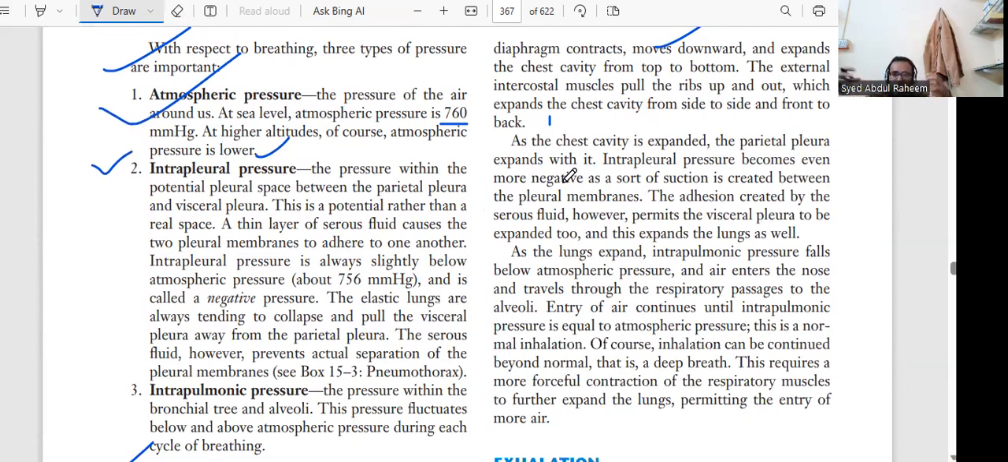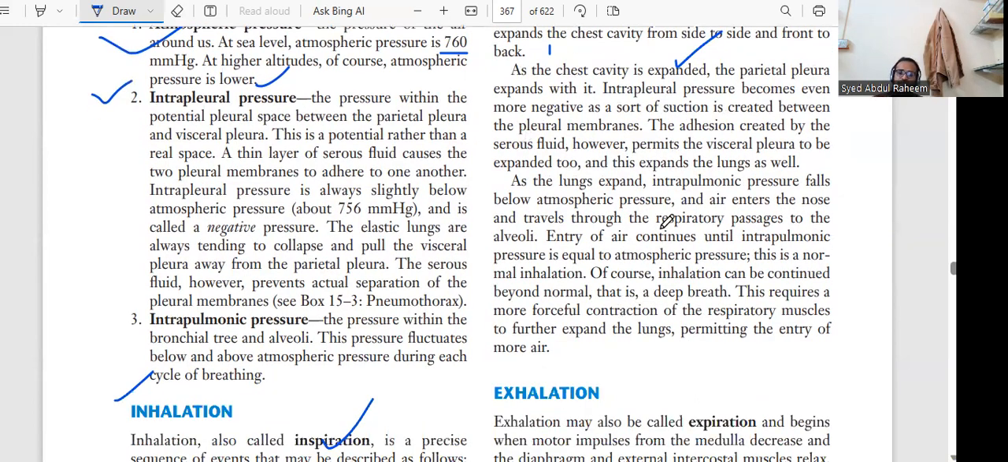So the lungs expand. As the chest cavity expands, the parietal pleura expands with it. Intrapleural pressure becomes even more negative as a sort of suction is created between the pleural membranes. The adhesion created by the serous fluid, however, permits the visceral pleura to expand too, and this expands the lungs. As the lungs expand, intrapulmonary pressure falls below atmospheric pressure and air enters the nose and travels through the respiratory passages.